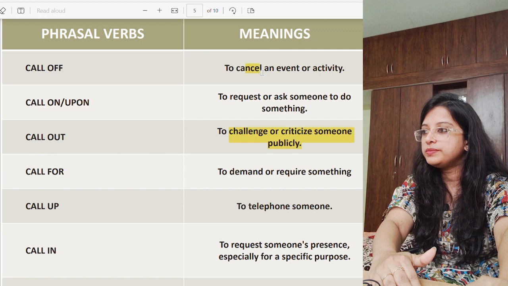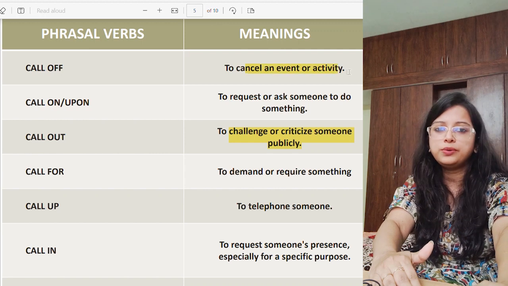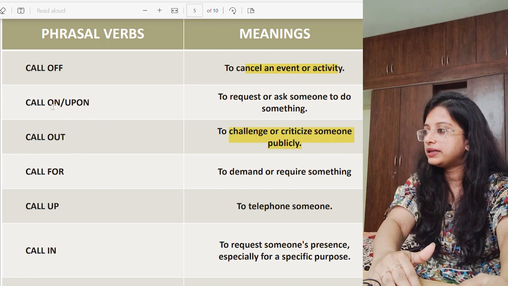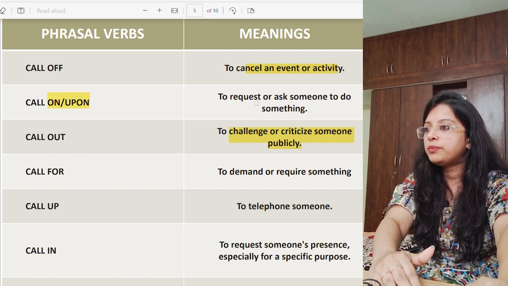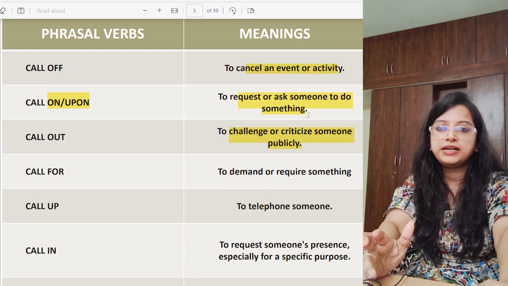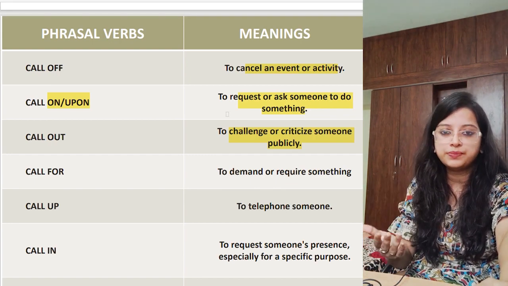Just like call off means what? To cancel an event. As I told you, I called off the party. I did not have a proper dress to wear, so I called off the party. Call on, call upon means to request or ask somebody to do something, right? In the school, the teacher may call upon you to do something, right?